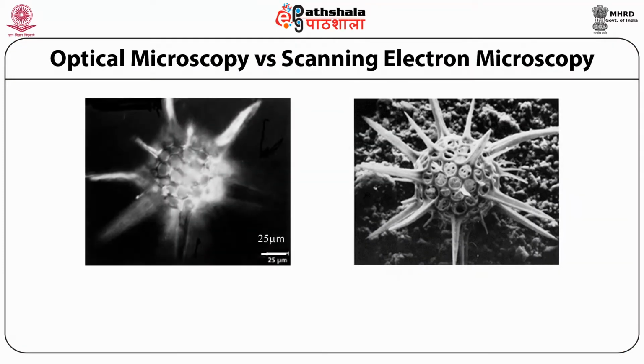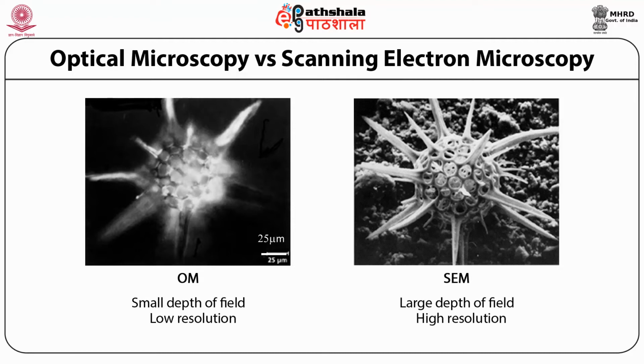Optical microscopy versus scanning electron microscopy. As you can see, students, there are two images of the same object. Using optical microscopy, OM, there is a small depth of field and low resolution, and using scanning electron microscopy, SEM, there is a large depth of field leading to high resolution.